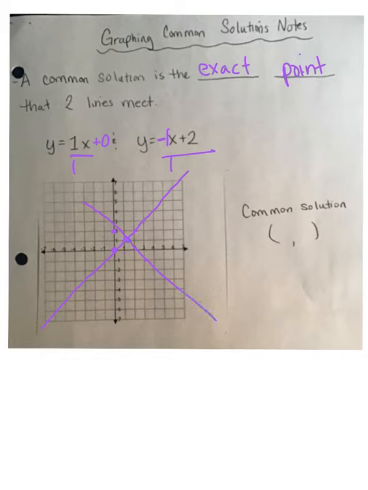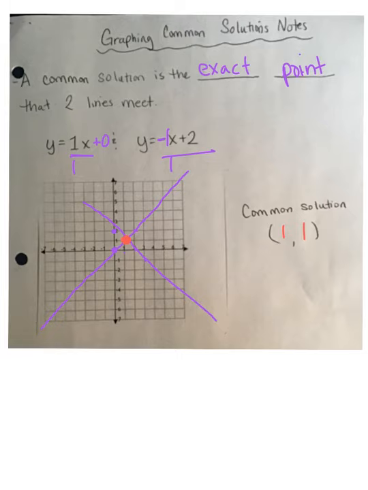And you can see that, if I had drawn that better, that dot right there is the exact spot that they meet. Okay, so the spot that they meet is at point 1, 1. So their common solution, the answer to that problem, is 1, 1, because that is the exact point that they cross.